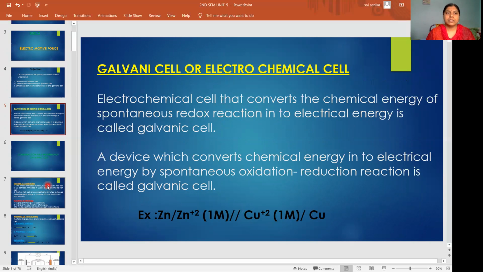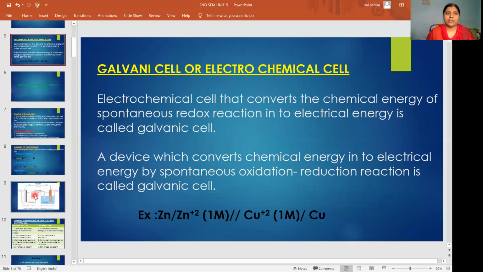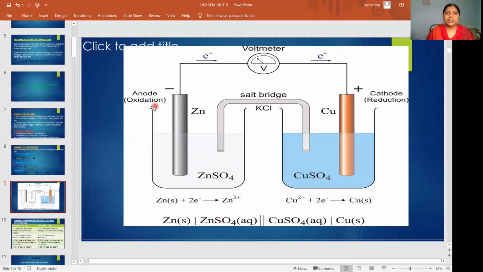So we will see the construction of the galvanic cell. Here in the galvanic cell, we are taking two separate beakers. In those two separate beakers, we are taking two different electrolytic solutions. In one beaker, we are taking ZnSO4 solution. In that solution, we are dipping a zinc rod. This will act as the anode. This is called the anodic half cell.